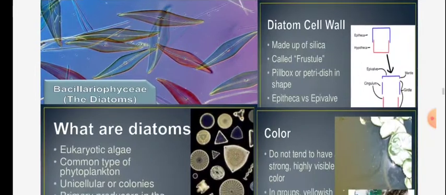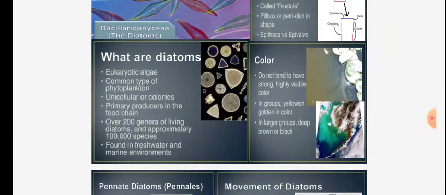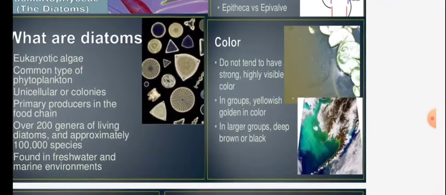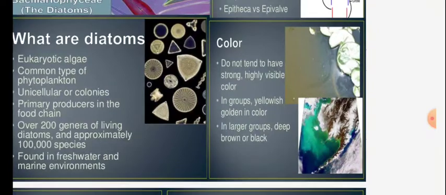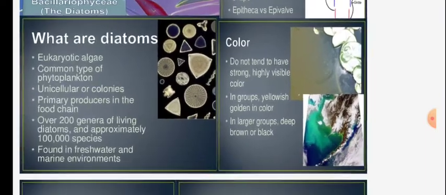Then when we are discussing the diatoms, these are commonly eukaryotic algae, a common type of phytoplankton, unicellular or colonial, in the food chain. Over 200 genera of living diatoms are seen, and approximately 1 lakh species are found in water. So freshwater and marine water is their habitat. Secondly, they do not tend to have a strong, highly visible color. In small groups they are yellowish golden in color, and in large groups deep brown blackish color.